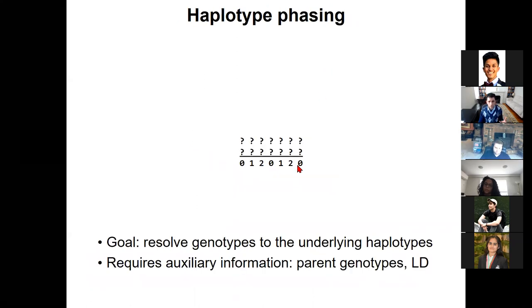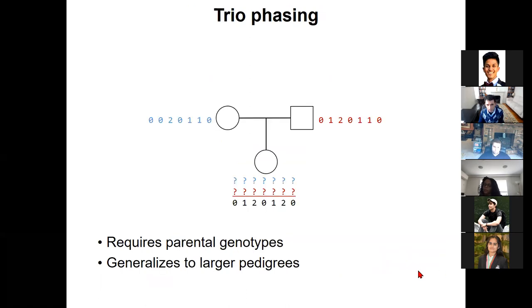All right, so let's talk about phasing. The goal is to resolve genotypes to the underlying haplotypes, and this requires the auxiliary information of either the parent genotypes or some LD information.